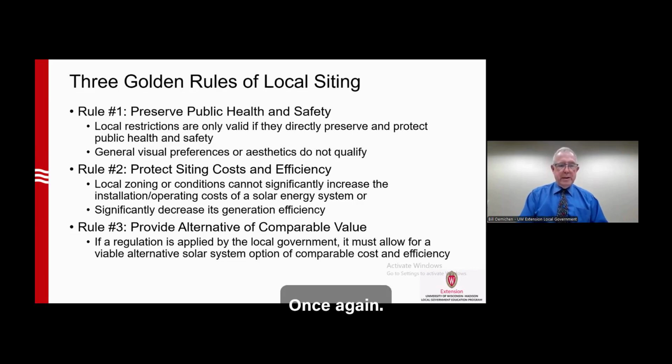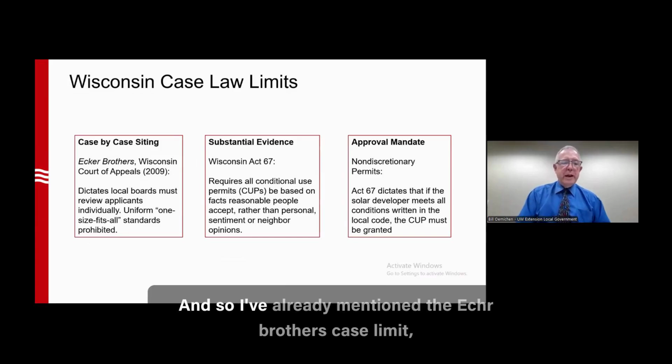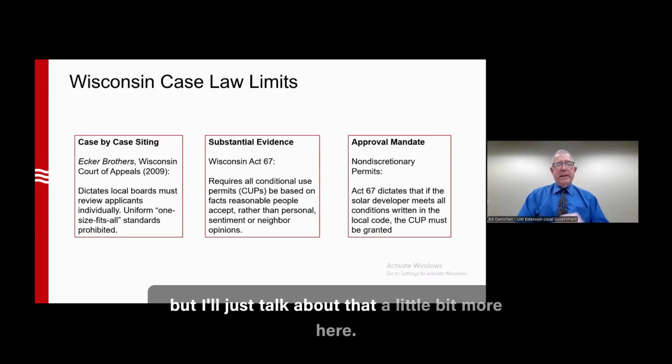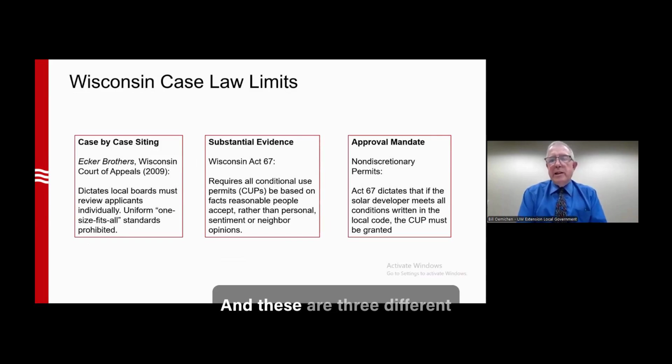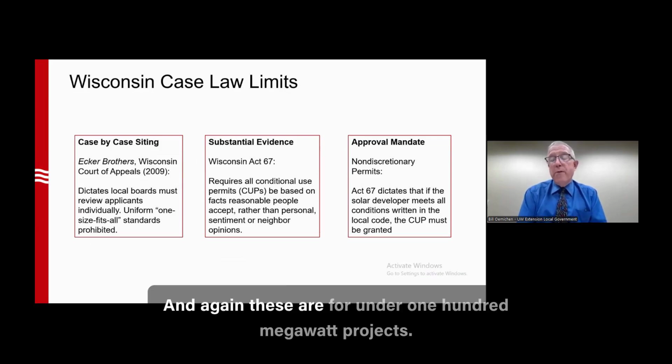And once again, there we go. I've already mentioned the Ecker Brothers case limit, but I'll talk about that a little bit more here. These are 3 different types of limits on local government. And again, these are for under 100 megawatt projects.